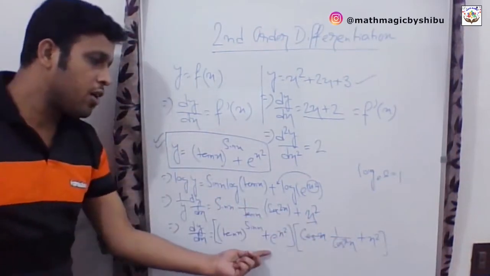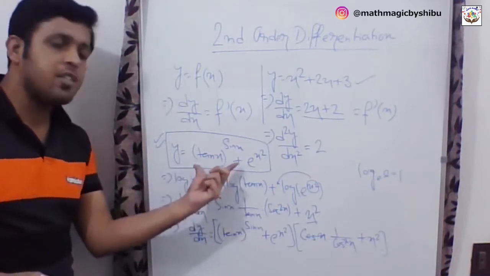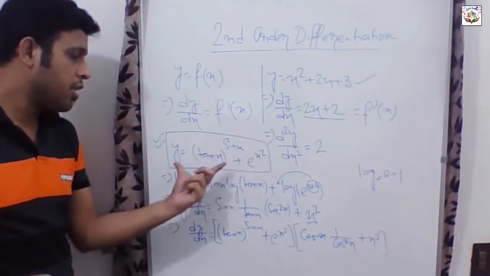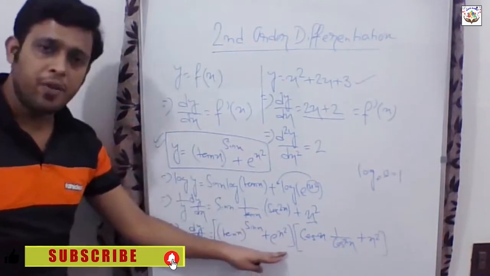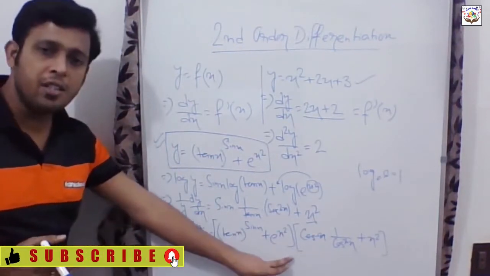So this is the first order differentiation of that function, I mean of that function expression y equals to tan x to the power sin x plus e to the power x square. So for the first order differentiation, it is the expression. Now we will do the second order differentiation. That means we will differentiate this function again.